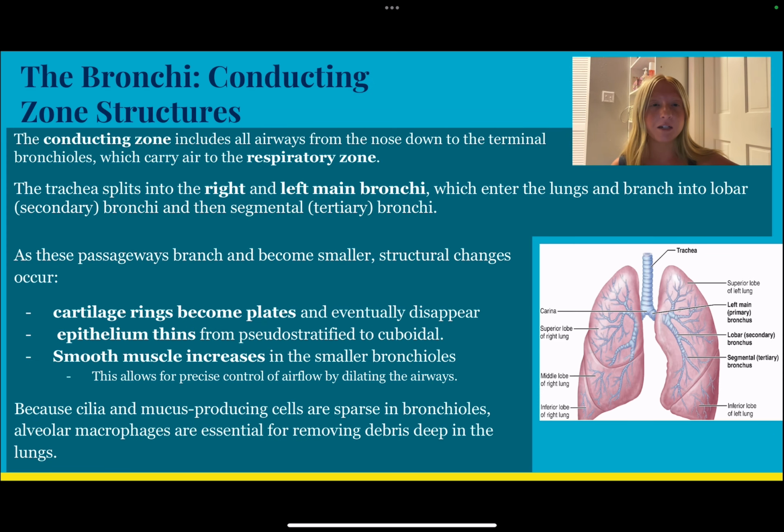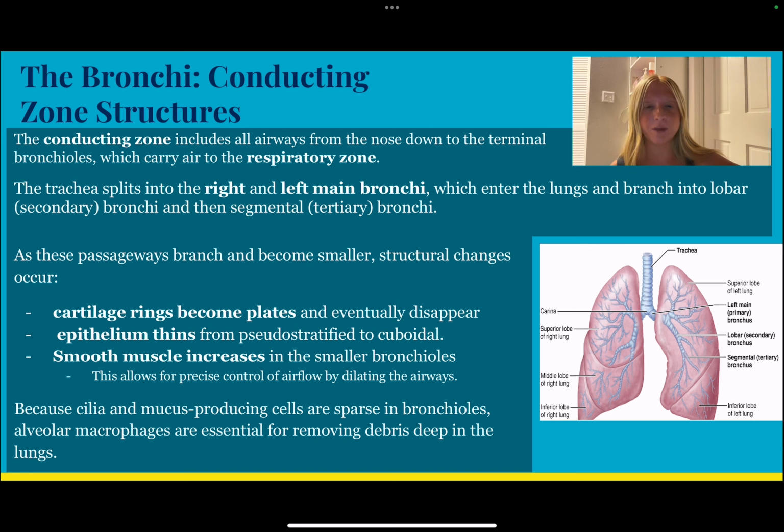The bronchi conducting zone structures. The conducting zone includes all airways from the nose down to the terminal bronchioles, which carry air to the respiratory zone. The trachea splits into the left and right main bronchi, which enter the lungs and branch into lobar bronchi and the segmental bronchi. These passageways branch and become smaller, and structural changes occur.